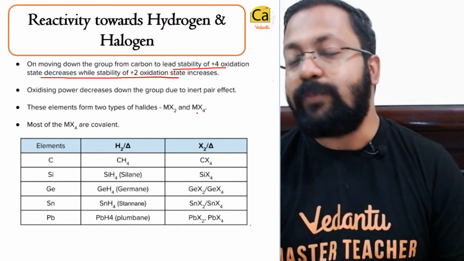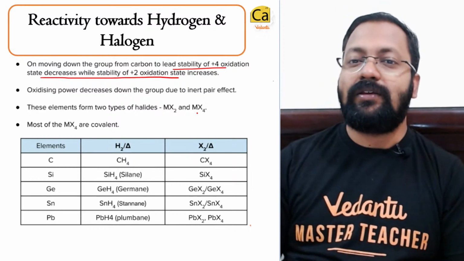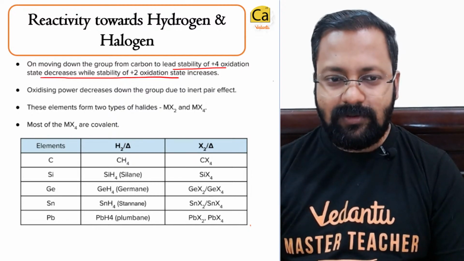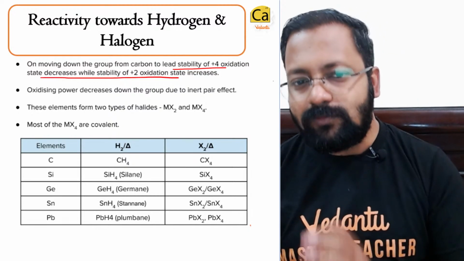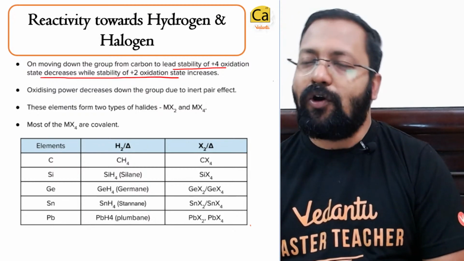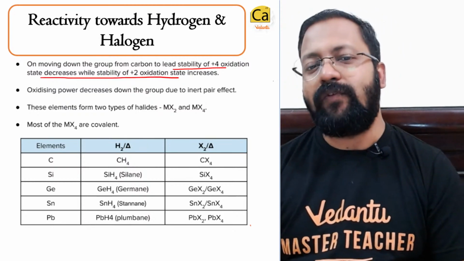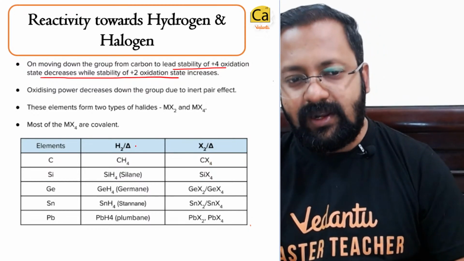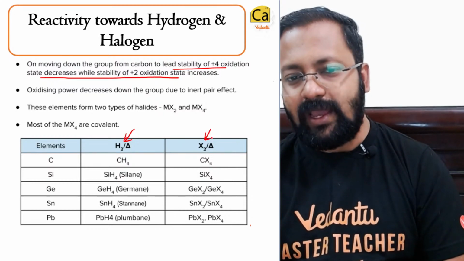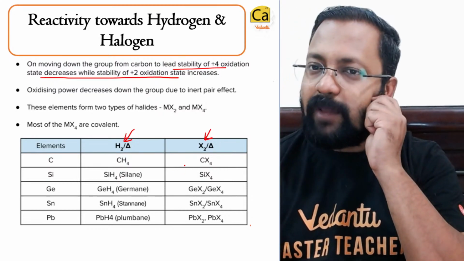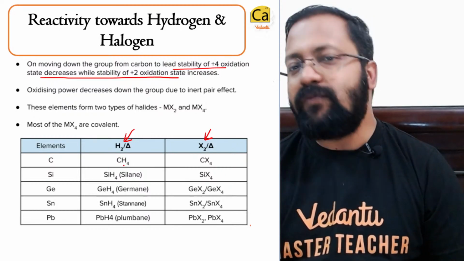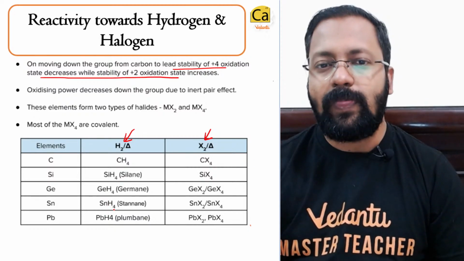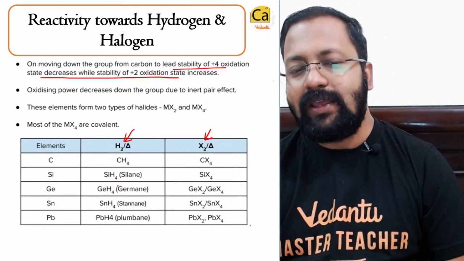Okay, these elements form two types of halides. They form halides of the type MX2 and MX4, and most of these MX4s are covalent. So CX4, CH4. Whether it reacts with hydrogen or with halogen, it forms similar types of compounds. So carbon forms CH4, silicon forms SiH4, germanium forms GeH4, SnH4, PbH4. These compounds are formed.